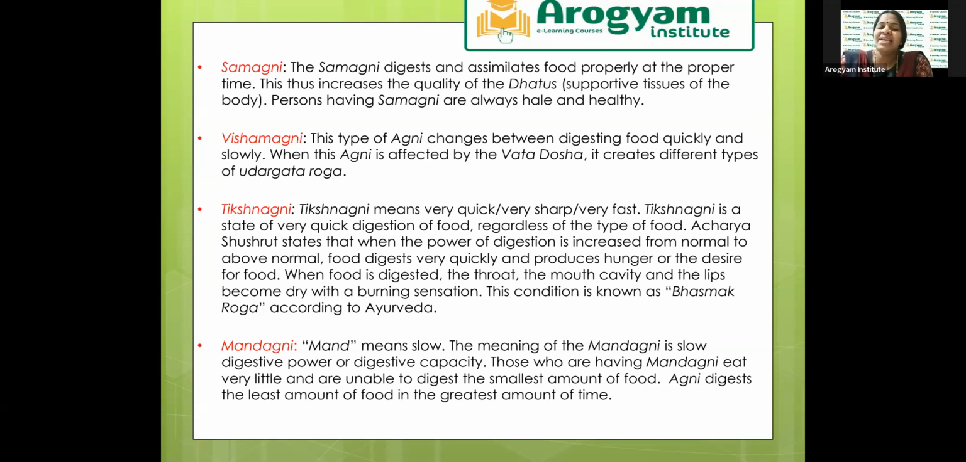Then it is Mandagni. Manda means slow or dull. Okay, low, slow, dull, all these. The meaning of mandagni is slow digestive power or digestive capacity. Those who are having mandagni eat very less, and are unable to digest the smallest amount of food. So that is mandagni. Agni digests the least amount of food in greatest amount of time.